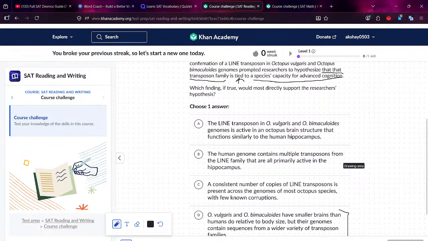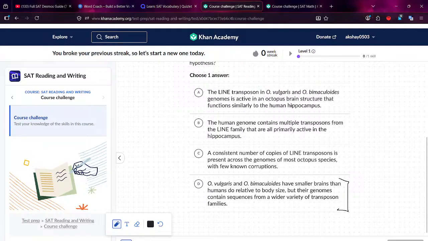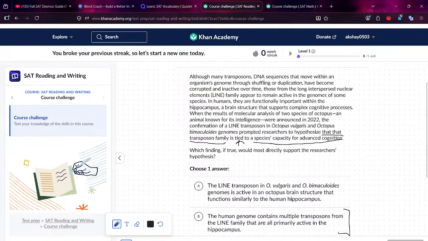So that the line family is tied to advanced recognition. So they have smaller brains, but they have a wider variety of transposon. A consistent number of copies is present across the genomes of most octopus species with few known corruptions. I mean, this makes sense. A human genome contains multiple transposons that are all primarily active in the hippocampus.